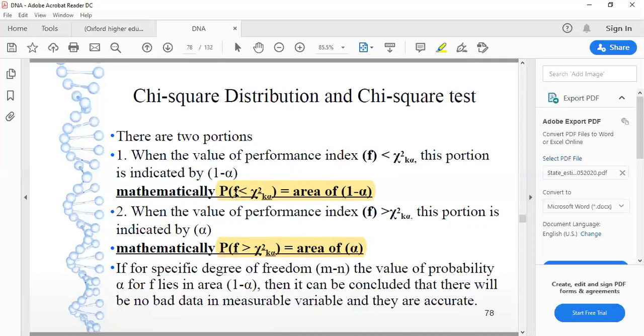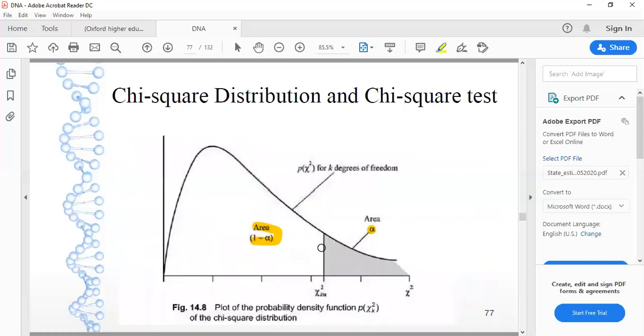Now we have to compare these two. If f is less than chi-square, then it lies under the area of 1 minus alpha. If it is greater, it lies under the area of alpha. See over here, the higher side or right-hand side will be represented by area alpha, while the left-hand side will be represented by area 1 minus alpha.